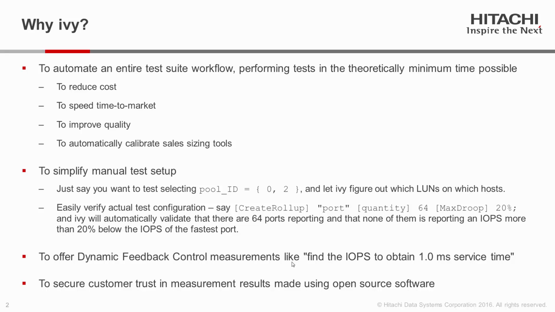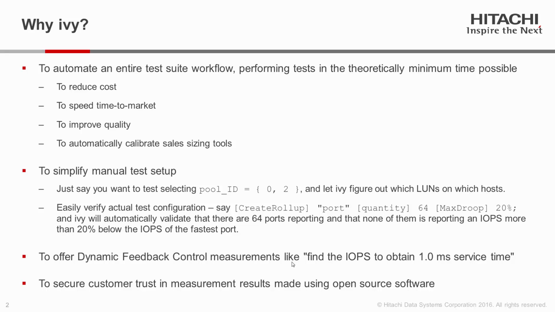And then with Ivy, it's very easy to verify that the test configuration that you're getting is really what you intended to set up. You can find out if your setup worked okay. For example, you just say create rollup port quantity 64 max droop 20%, and then Ivy will automatically validate that there are 64 ports reporting and that none of them is showing an IOPS that's more than 20% below the IOPS of the fastest port. So like I said, it's very easy to validate that your test setup went okay.